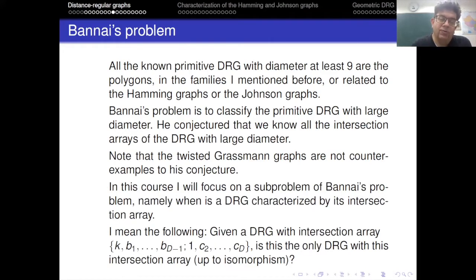I will focus on a subproblem of Bannai's problem, namely when is a distance-regular graph characterized by its intersection array. In the following, given a distance-regular graph with intersection array {k, b1, ..., b_{d-1}; 1, c2, ..., cd}, is this the only distance-regular graph with this intersection array? Of course, I mean up to isomorphism. And this is a difficult problem in general. I will discuss this for the rest of this course. This is the main topic of this course.